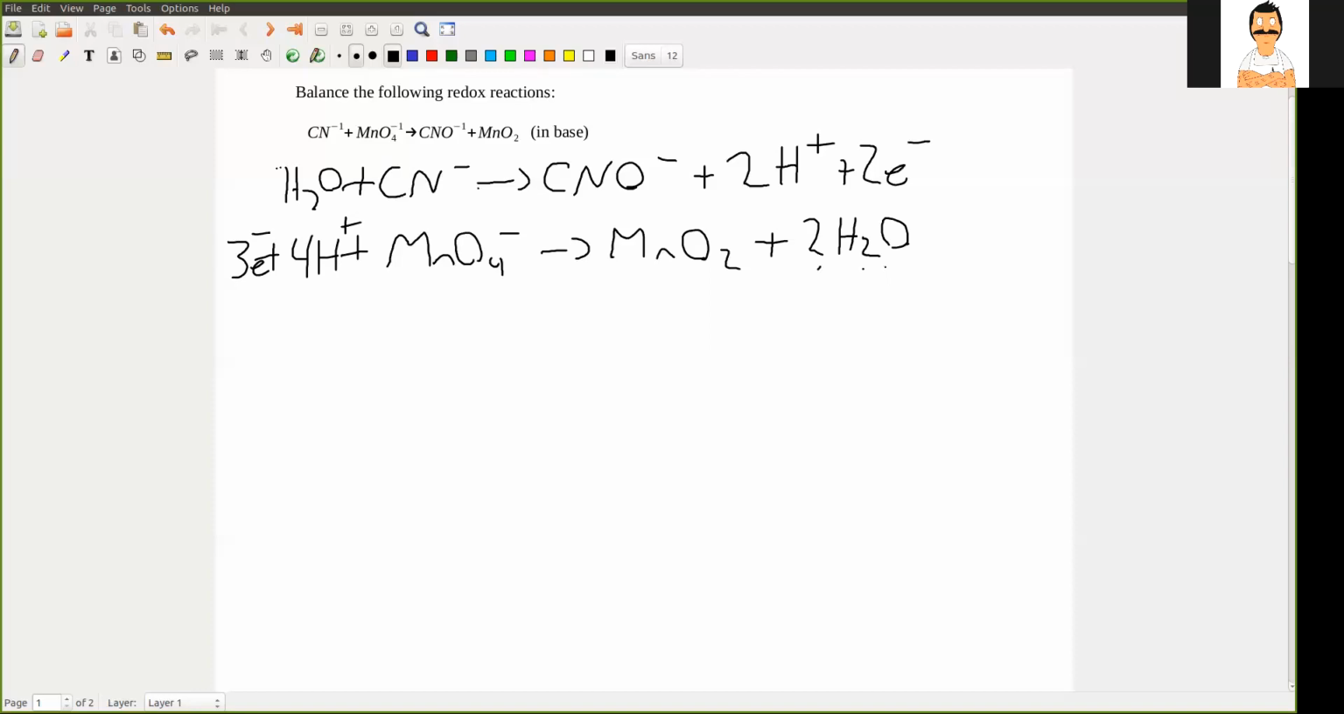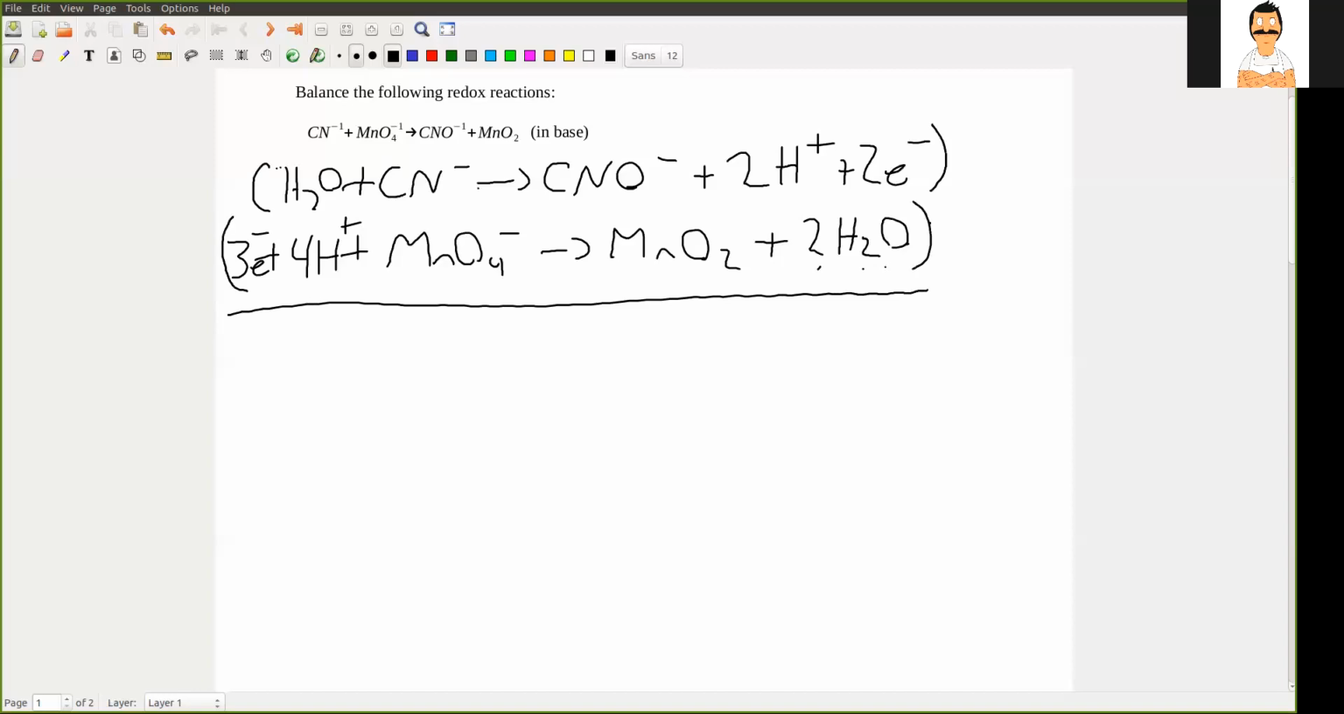So you'd have to go back and check and validate that you're doing it correctly. So now we want to add these two together. But in order to do that properly, we want to cancel out the electrons. We do not want electrons on either side of the equation. So we're going to make them equal to one another.